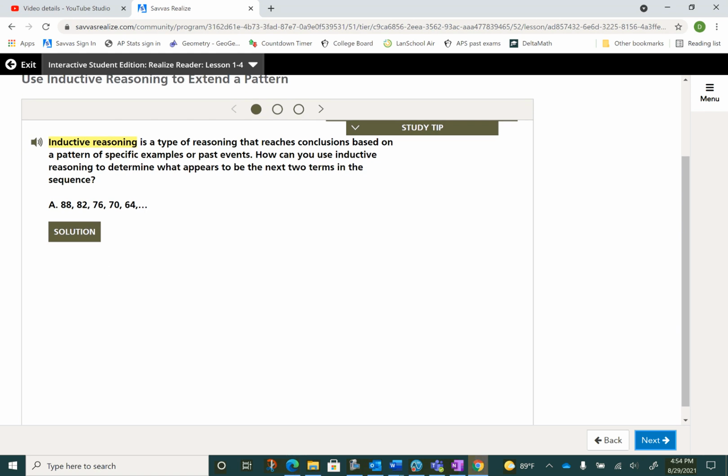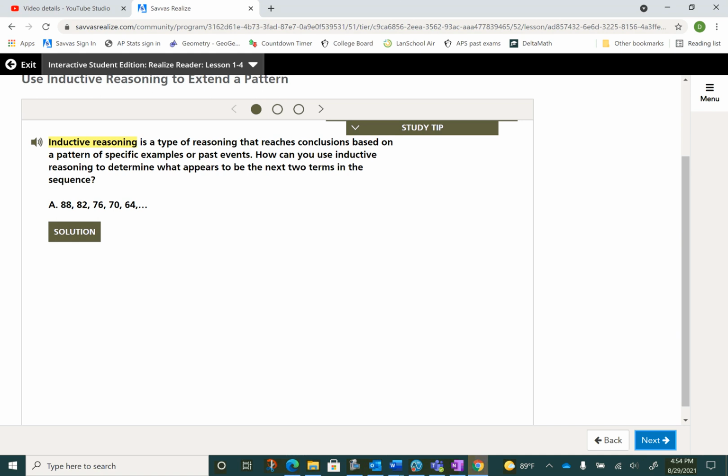So inductive reasoning, the way they define it here, is a way of thinking that reaches conclusions based on a pattern of specific examples or past events. Again, it's not too tough to do with numbers here if we can figure out the pattern, depending upon what type of a sequence of values we have here.